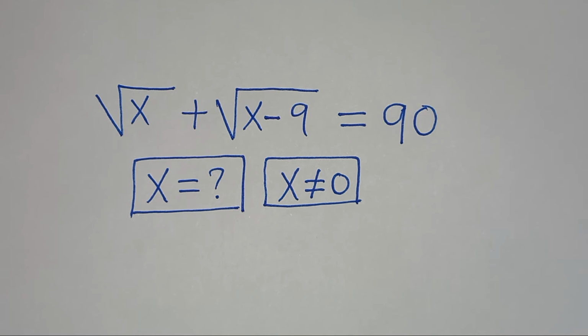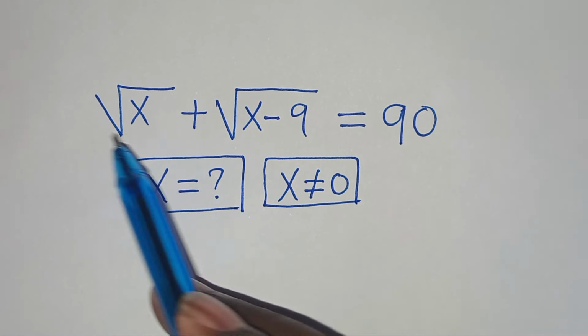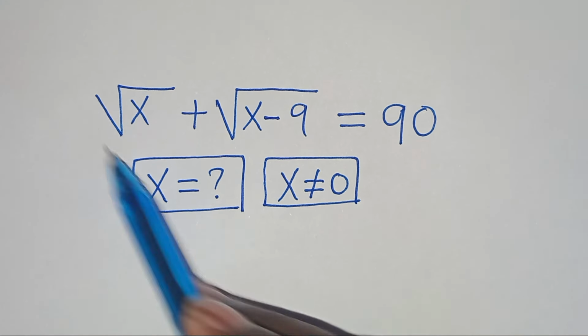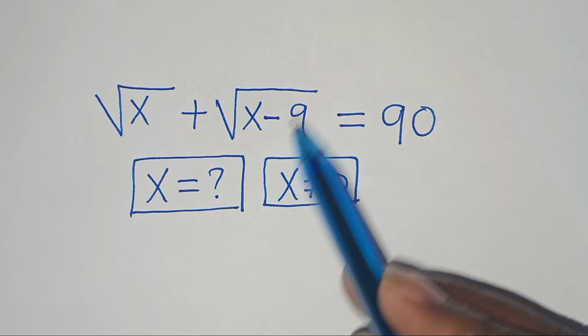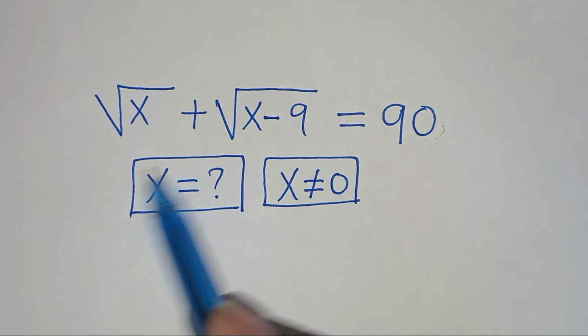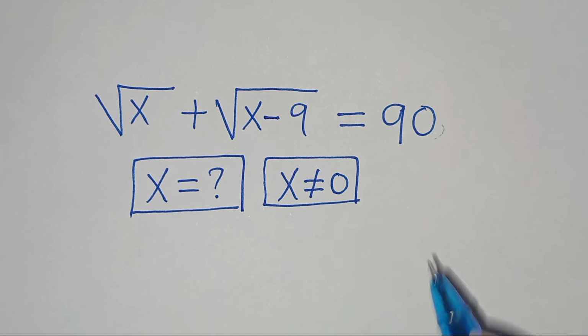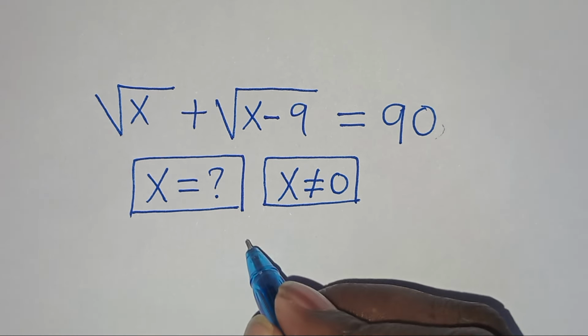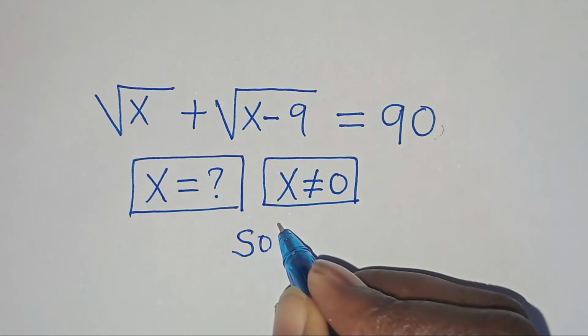Hello everyone, you're welcome to solve this nice square root math problem: the square root of x plus the square root of x minus 9 is equal to 90. What is the value of x, given that x is not equal to 0? So let's present a solution from here.